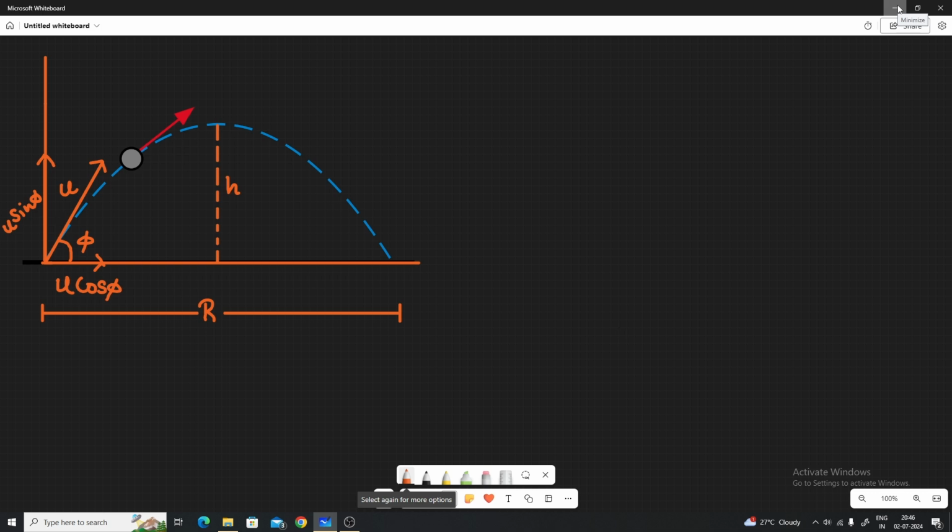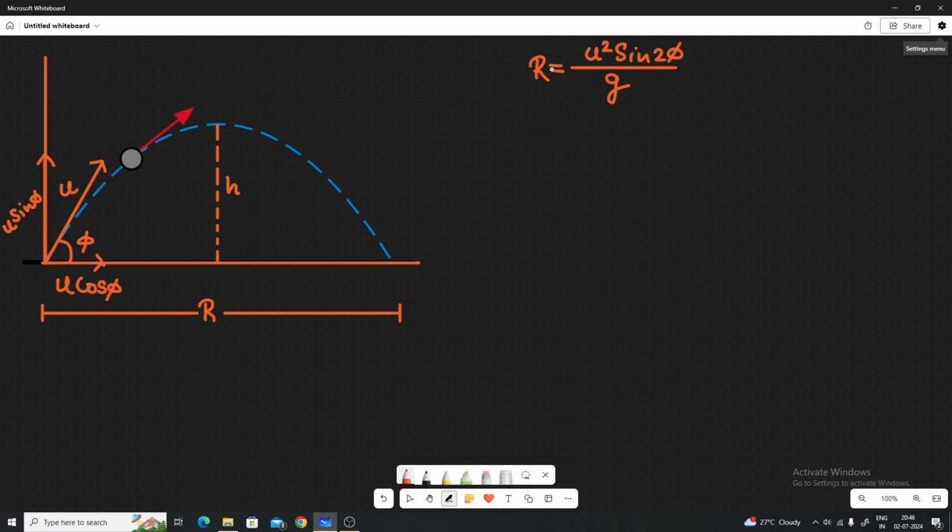Those who are watching this video first time, please go and watch the first part, then come to this video. Now to find the maximum range, we have already derived the formula for the range. The formula for the range is R is equal to U square sine 2 phi divided by G. So this is the formula for the range.